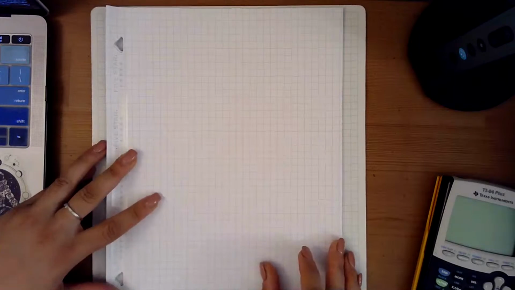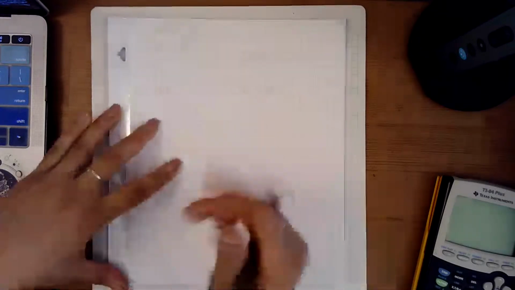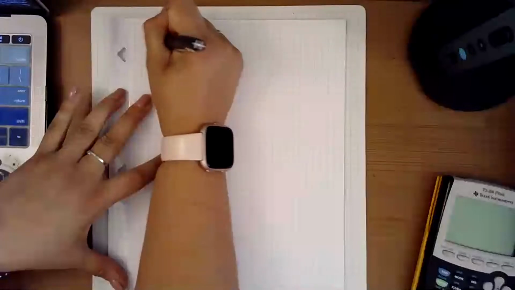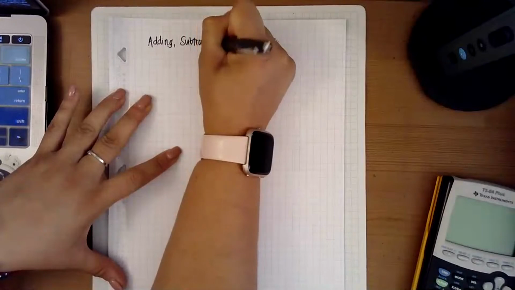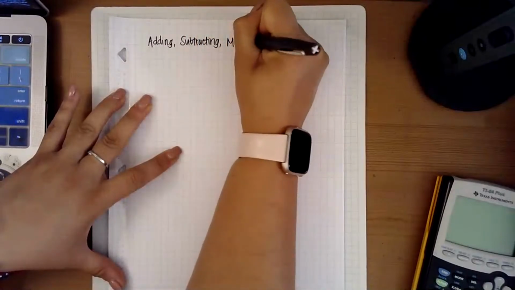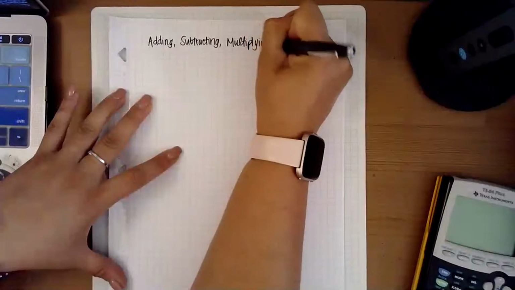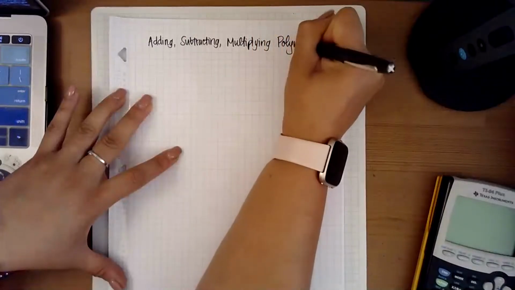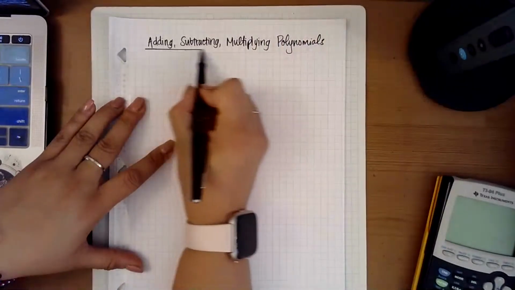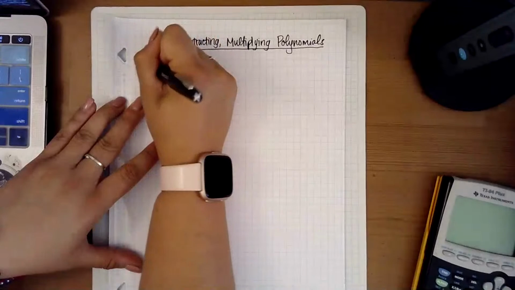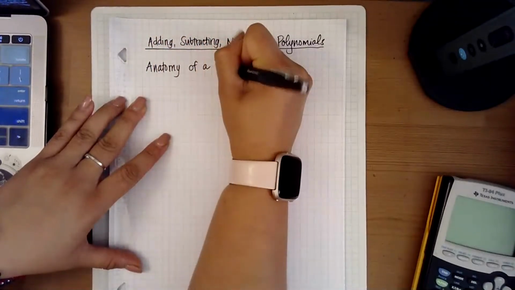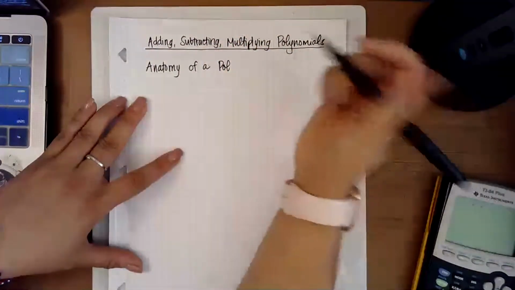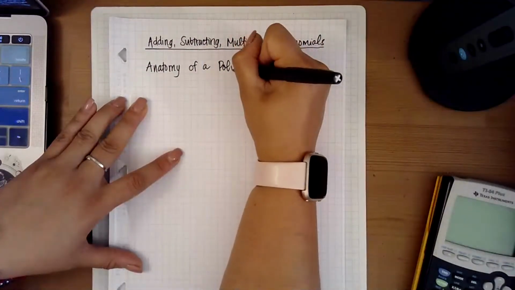Good morning, everybody. Today I'm going to be talking about adding, subtracting, and multiplying polynomials. Okay, so we're going to start off with looking at the anatomy of a polynomial. And because we've been doing quadratics, I'm going to look at a polynomial of degree 2.